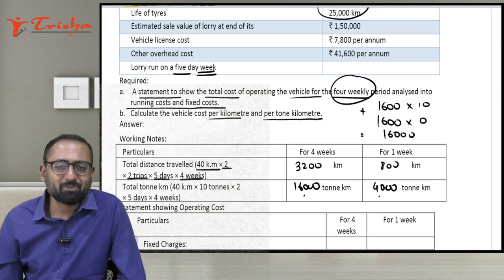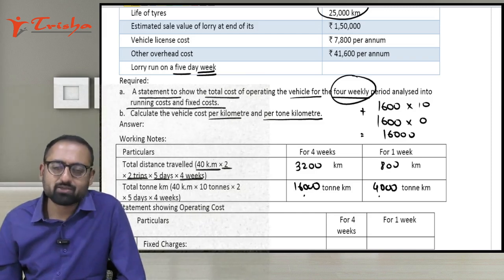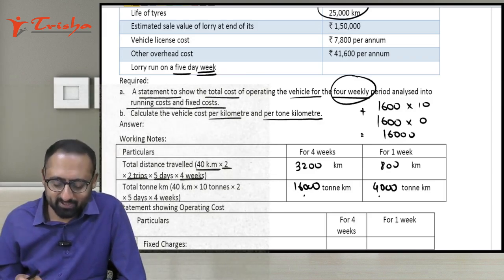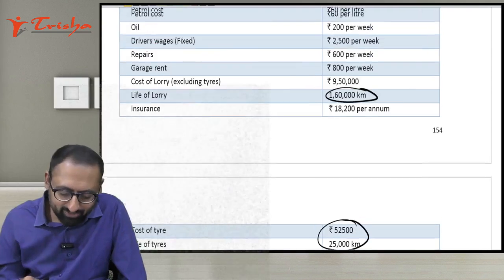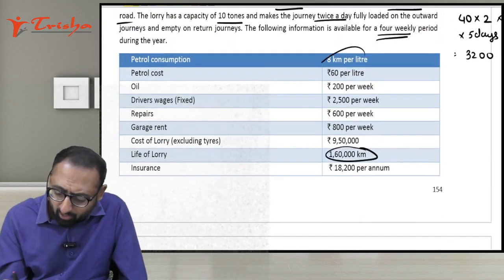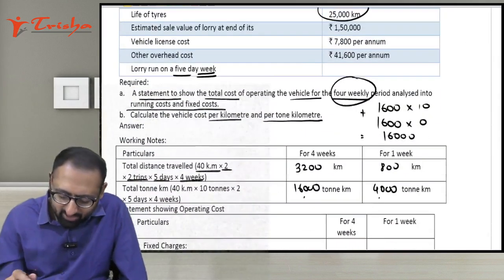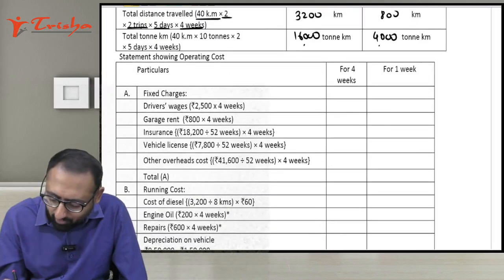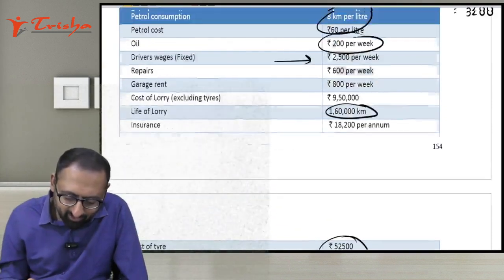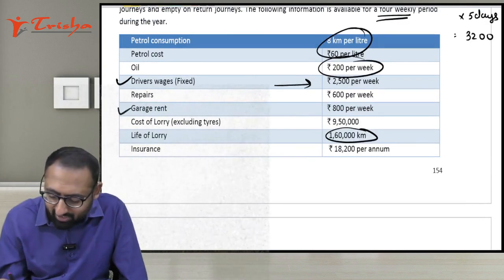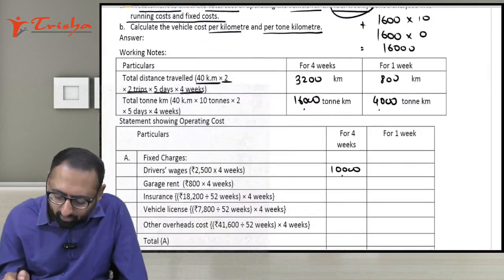All expenses will be divided into two parts only in this question, that is standing charges and variable running expenses. Okay, let's work out on that. Petrol cost is a variable, oil is a variable. Driver wages is fixed, 2,500 per week. So 2,500 into 4, it will be 10,000. Next one, after driver wages, repair will be variable expenses. I told you garage rent. Garage rent is 800 per week, 800 into 4, 3,200.